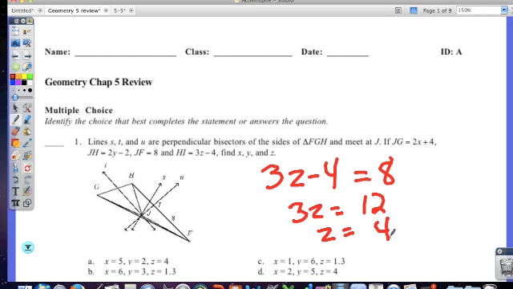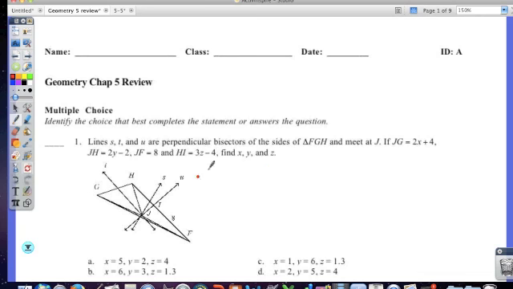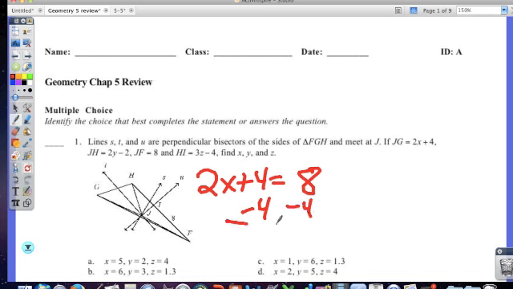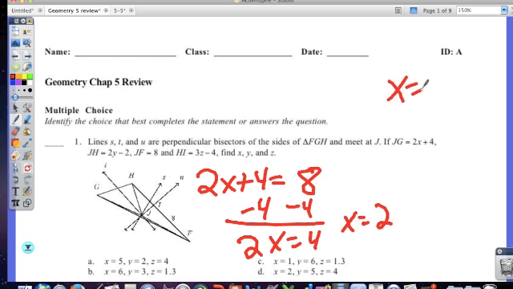And the same thing is on the bottom. Since line S bisects GJ and JF, 2x plus 4 will equal 8. So we have x equals 2 and z equals 4. And then if you look at the choices, D is the only one where x equals 2 and z equals 4.